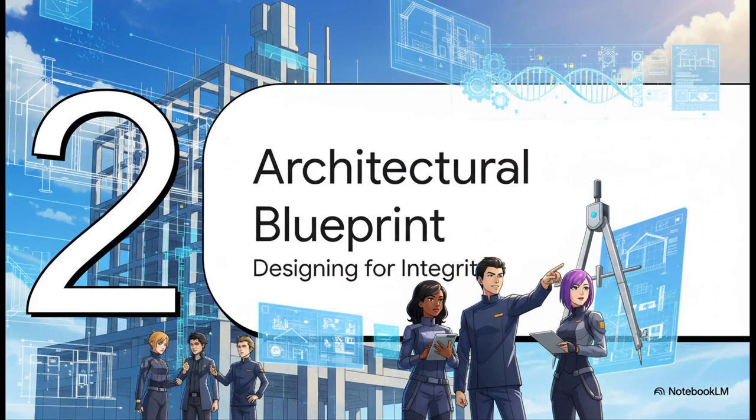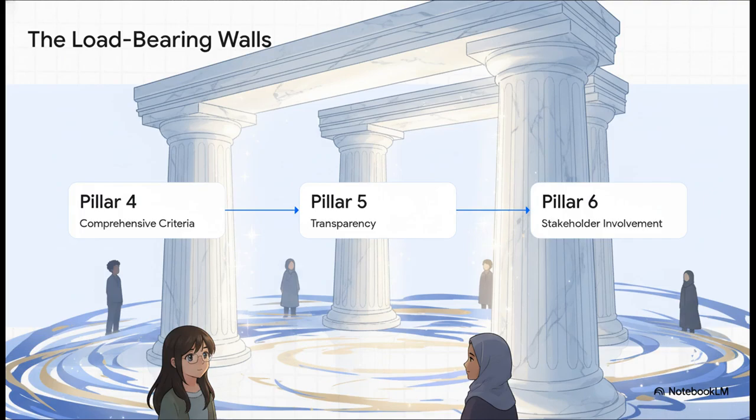All right, our foundation is poured, it's set, it's solid. Now we can move on to the next phase. It's time to draw up the architectural plans. You know, the part that gives our assessment its shape, its structure, and its integrity. So, this blueprint is built around 3 core design principles. These are our pillars 4, 5, and 6: comprehensive criteria, transparency, and stakeholder involvement. Think of these as the load-bearing walls of our structure. They make sure it's balanced, open, and actually built for its purpose.